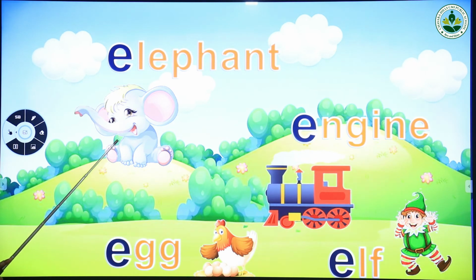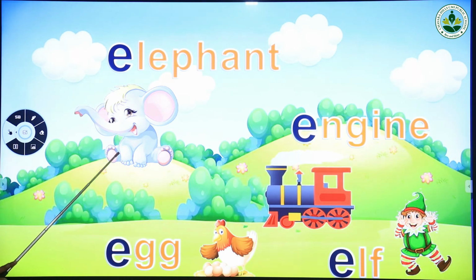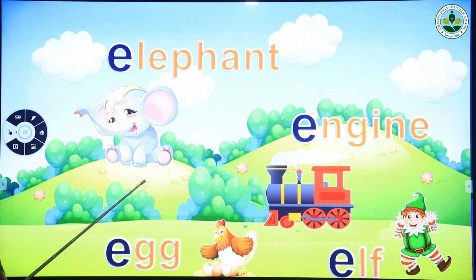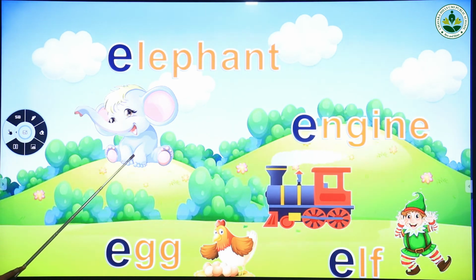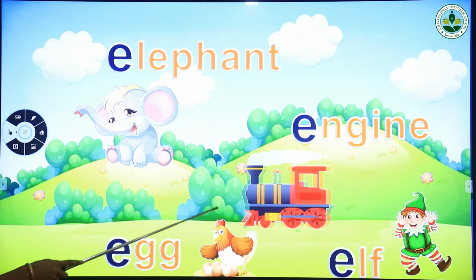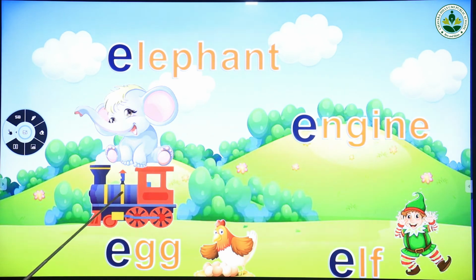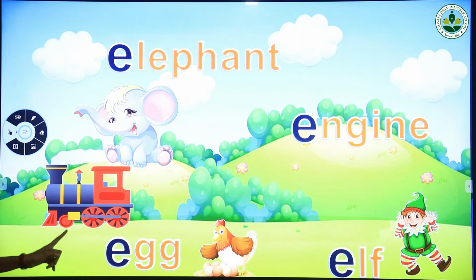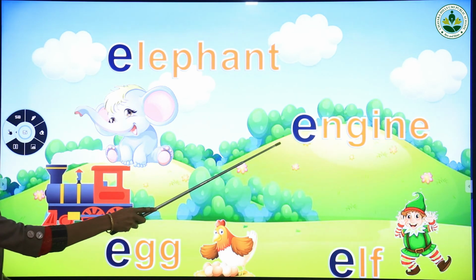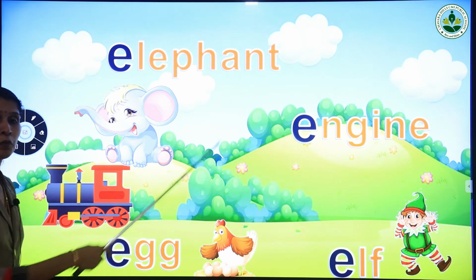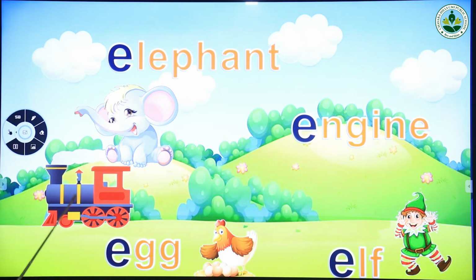Yes, it's an elephant. Who is this? Elephant. E is for elephant. Once again, E is for elephant. And what is this? Yes, it's an engine. What is this? Engine. E is for engine. Once again, E is for engine.